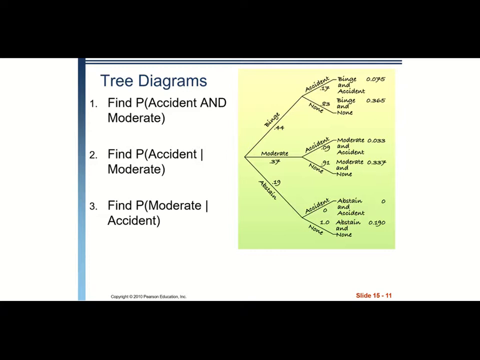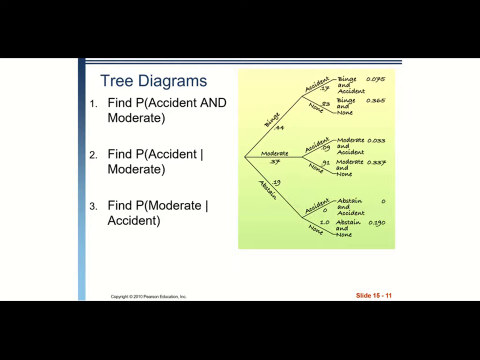So what's the probability of a randomly selected student being involved with an accident and being a moderate drinker? We just follow that path down the tree. We see here this event is a moderate and accident, so the answer to that question is 0.033.